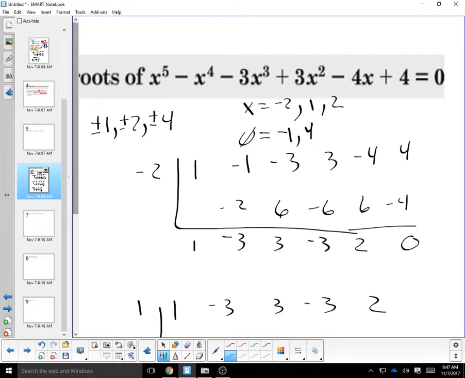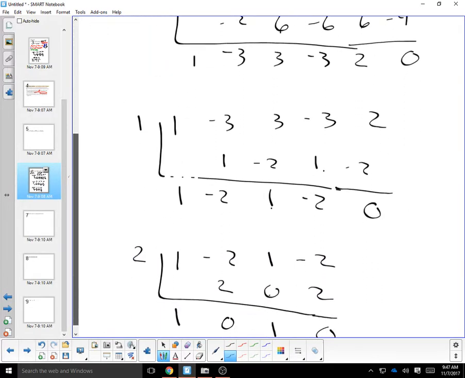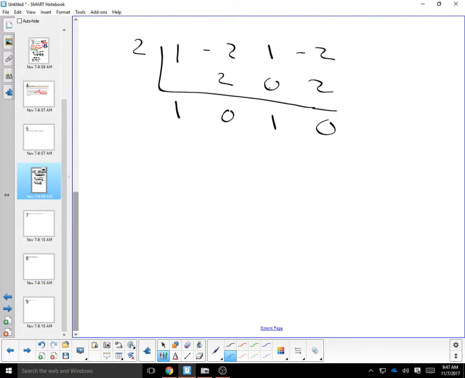Well, I should get 5 roots, shouldn't I? Okay. The only one that we're missing is negative 4. Now, here's the problem. This means that I've got x squared plus 0x plus 1. You guys see that? What two numbers add up to 0, but multiply to 1? Well, let's do this.